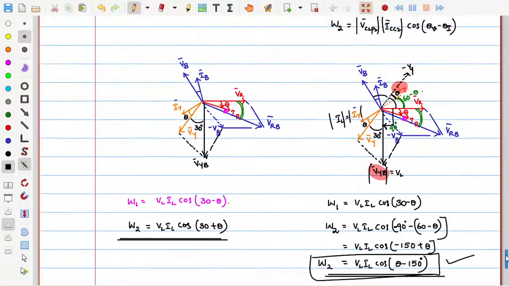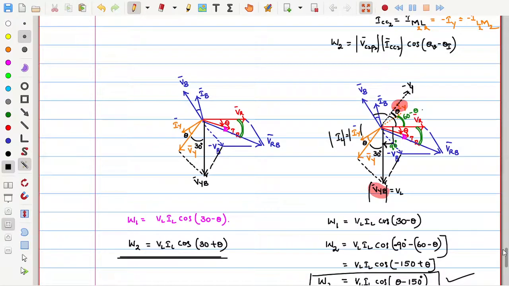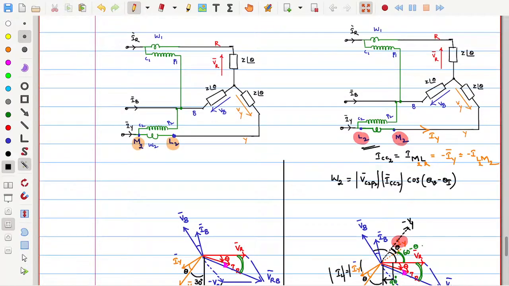Yes, sir. So a simple logic, whatever may be the thing, the phasor diagram for two wattmeter method for balanced system is almost going to stay the same. The important observation is what is the current coil current? Is it plus IY or minus IY? Is the current flowing from M to L or L to M? That all depends. So you have to carefully observe such things, and you have to solve the problem very carefully.